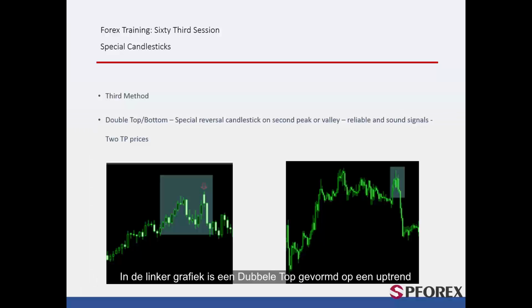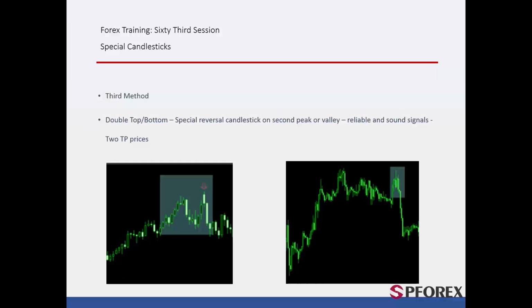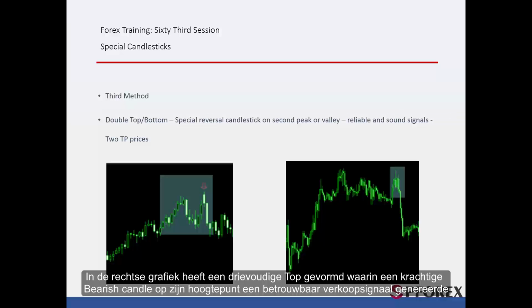On the left graph, a double top has formed on an uptrend. A dark cloud has formed on the second peak. So, a trader could place a sell order lower than the given candle. On the right graph, a triple top has formed in which a powerful bearish candle on its peak generated a reliable sell signal.